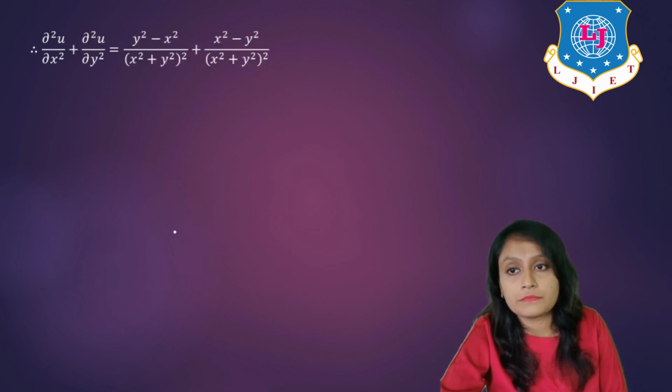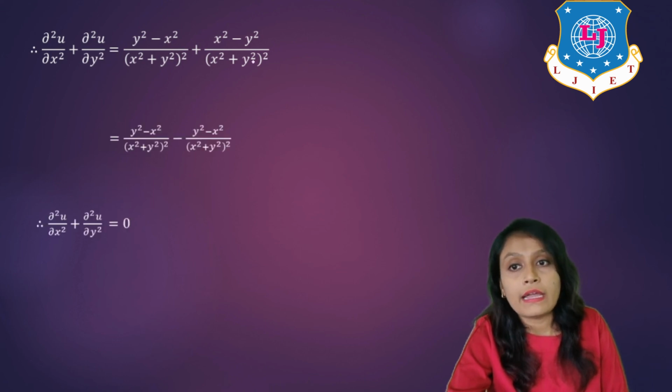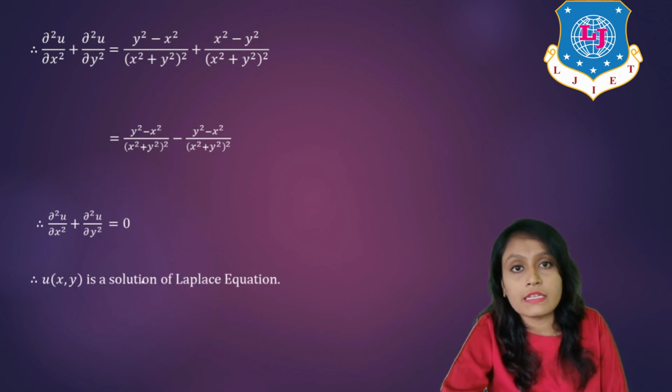Okay, next we have to add them. So add them and simplify, and you will get answer 0. Therefore we can say that this u(x,y) is a solution of Laplace equation. So here what we have studied is partial derivative with respect to x and y. Whenever we are taking derivative with respect to x, we will keep y constant, and whenever we are taking derivative with respect to y, we will keep x constant.